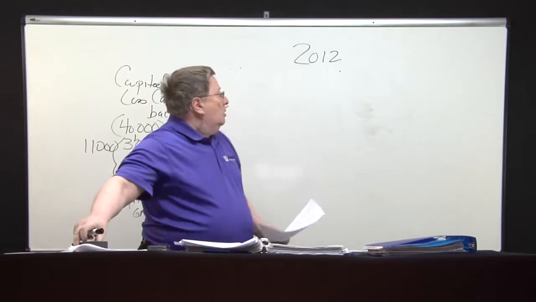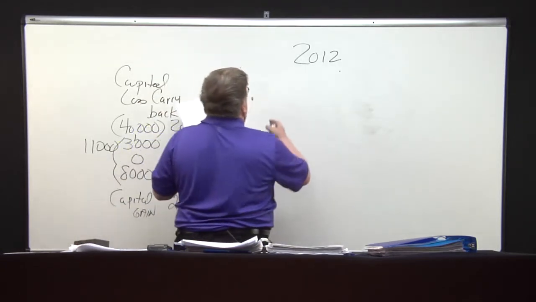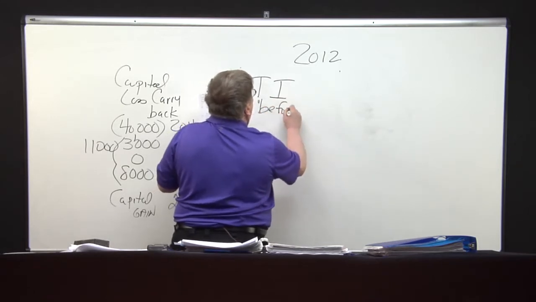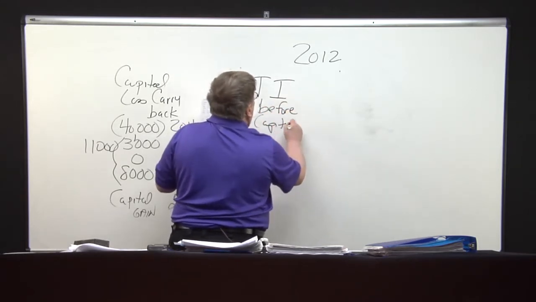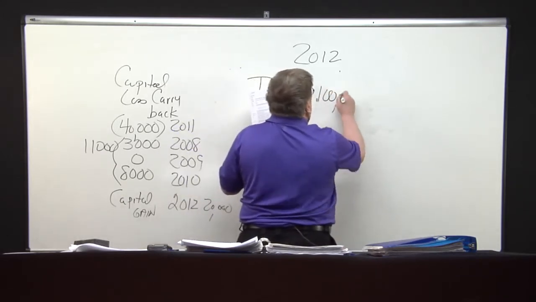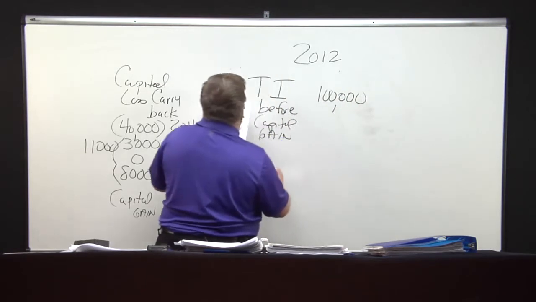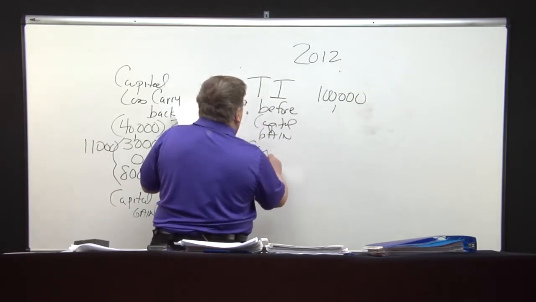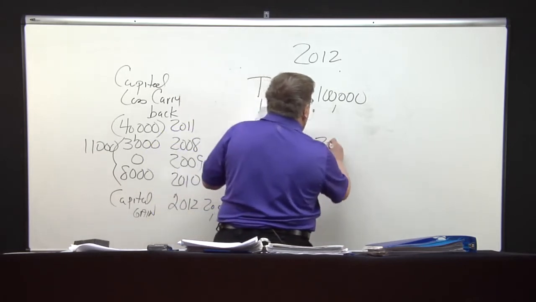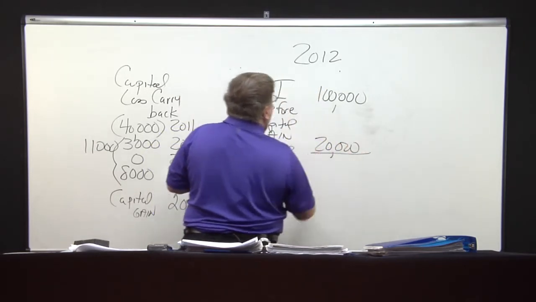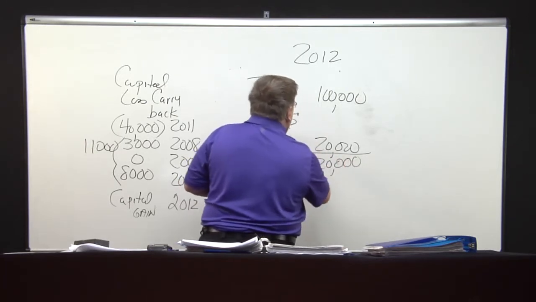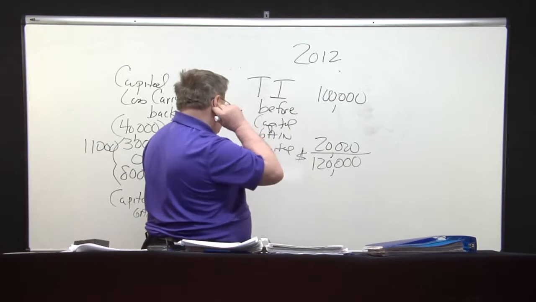Now, let's do this. Let's take our taxable income before capital gain transactions, and that is $100,000. Now, in 2012, the company has a capital gain, all right, which is taxable of $20,000. All right, so now we have $120,000.